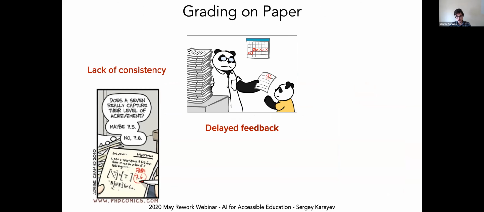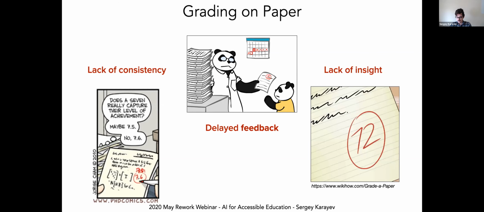The student, because it takes so long to grade and because it's paper, has to wait until the next class section to pick up the graded work, and they often forget what the test was even about. So the feedback to the student is delayed and kind of prevents learning.